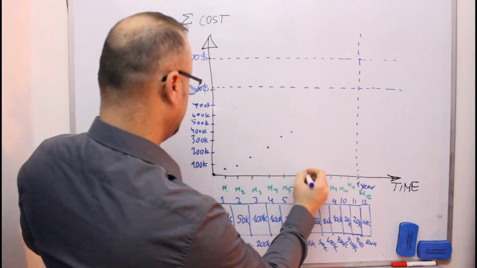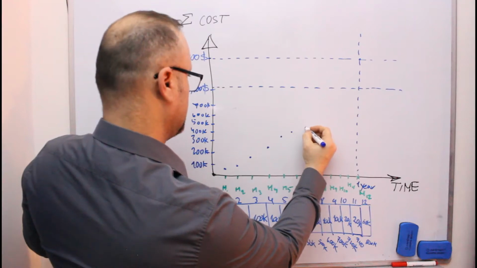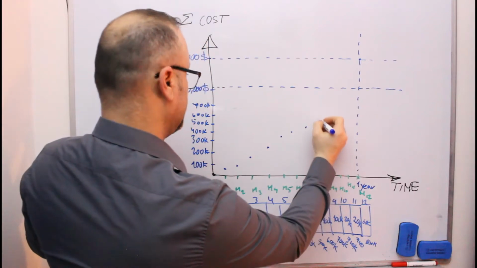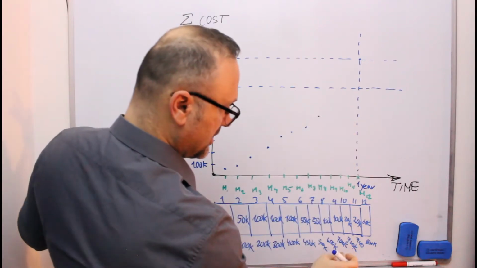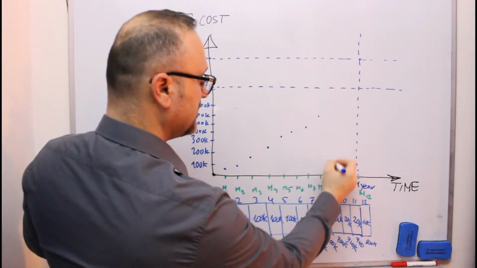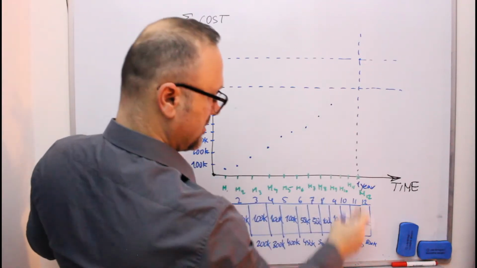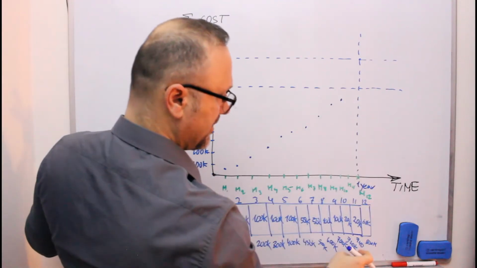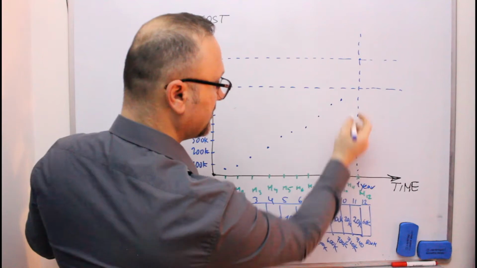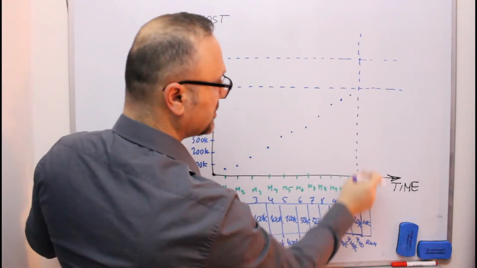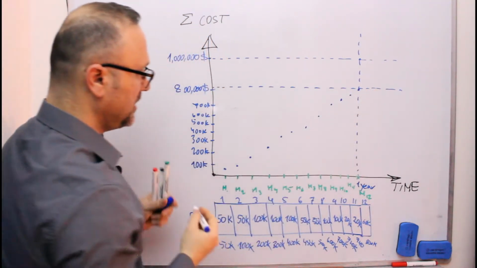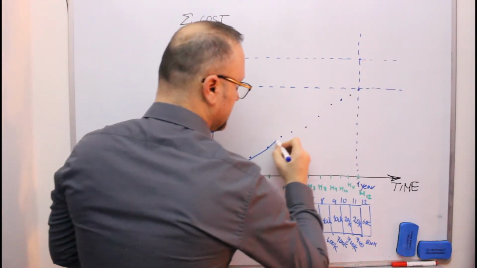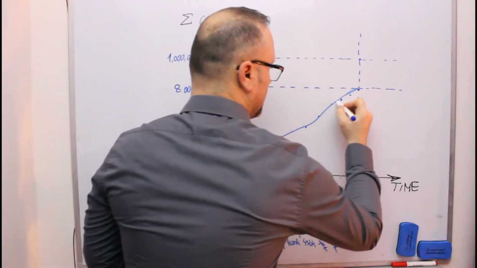500 in number 7, so it's somewhere here. 600 in number 8, number 9, 700, number 10, 720, number 11, 740, and number 12, 800. So simply do the connection and you will get the S-curve.